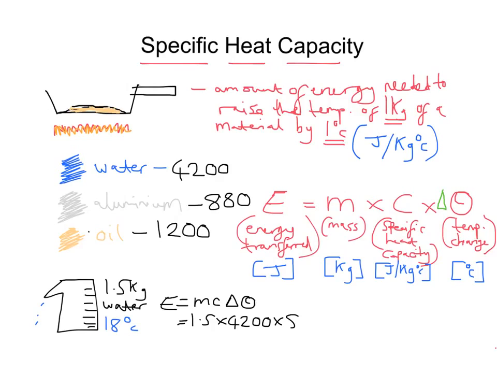So if we times that by 82, so we've got 1.5 times by 4,200 times by the temperature change, that gives us a value of 516,600 joules, which if we were to simplify would be 516.6 kJ if we wanted to get that value into kilojoules. And there you go, that's very simply how you work out the energy transferred using values for specific heat capacity.